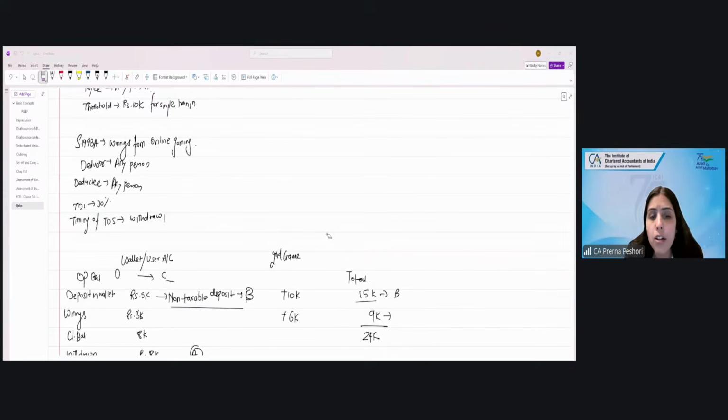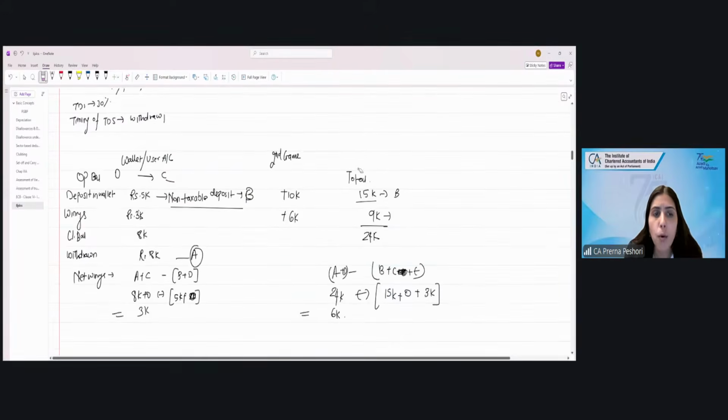So how do you calculate over here? Here you have to see what is the balance in your user account. You have to calculate on the net winning. Net winning is equal to A plus D minus B plus C. This should be D.